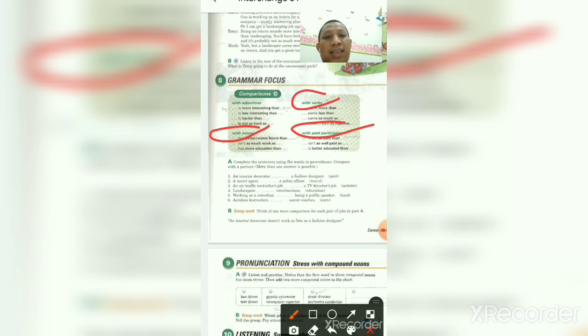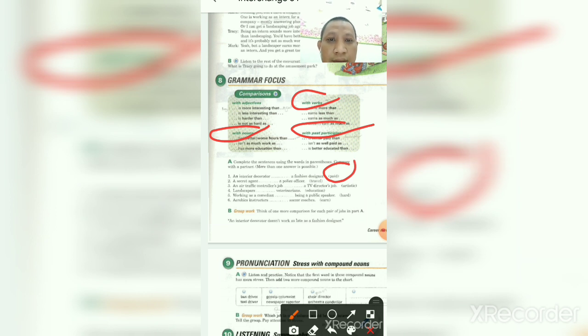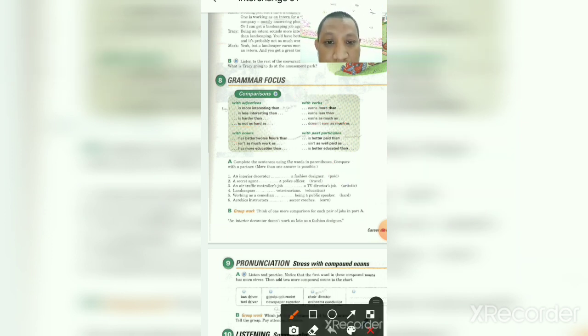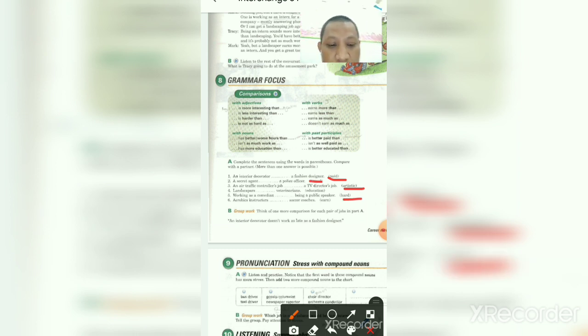So let's do the exercise in this book. Let's practice. Number one, you have to answer based on the word given in parentheses. The first step to answer this question is to look first at the word in parentheses, for example here paid, or artistic, travel, hard, and so on. Let's see number one. Number one uses paid. Paid itself is verb 3, a past participle. So you have to use this.